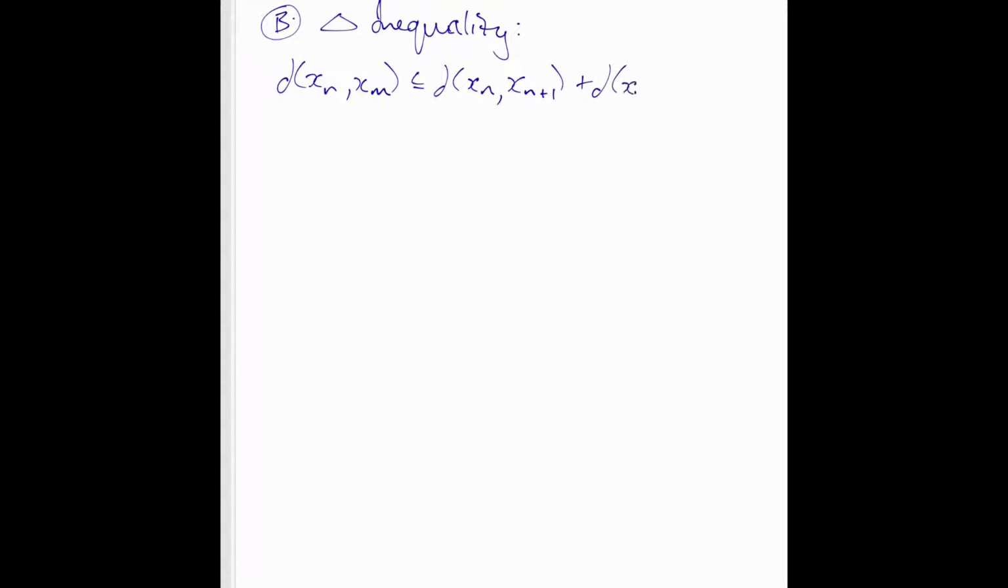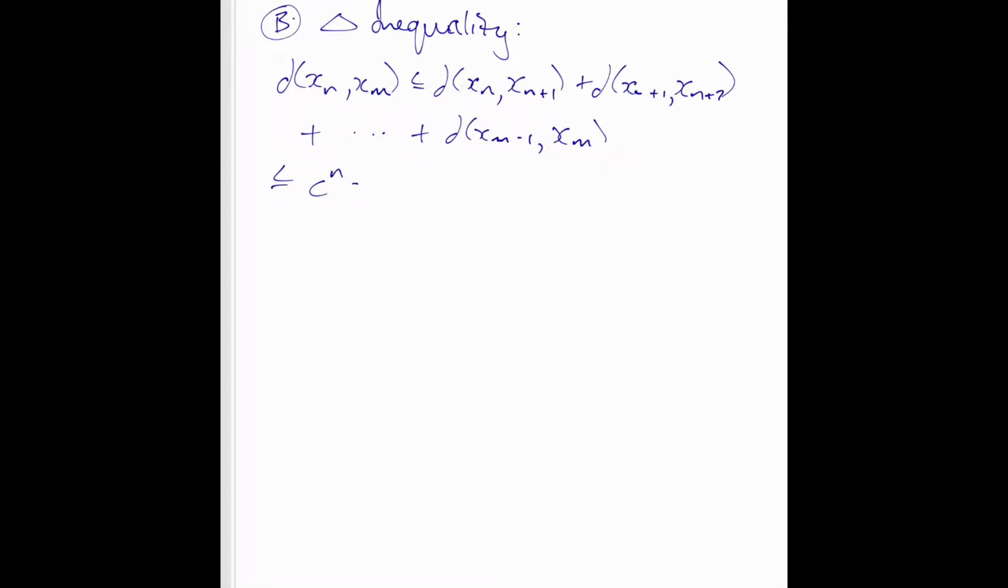Point B relates to the triangle inequality which we use to show that the sequence of x intervals is a Cauchy sequence. As a reminder, this inequality is that the distance separating the xn and xm points is less than or equal to the length of the xn plus 1 subinterval plus the xn plus 1 xn plus 2 subinterval length plus etc up to the distance separating xm minus 1 and xm.